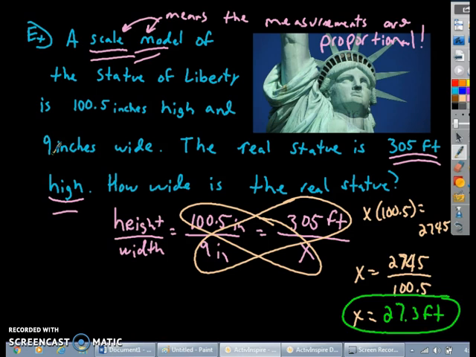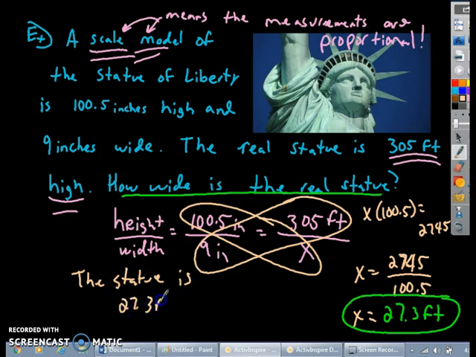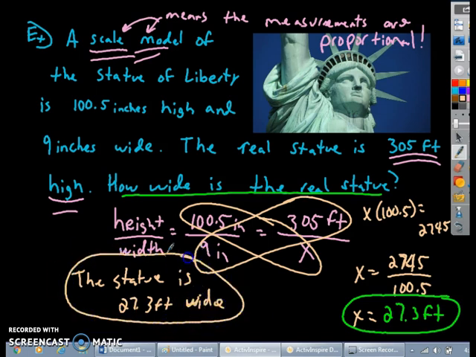So the answer to the question, it says how wide is it? I'm going to answer the question as a sentence. So I'm going to say the statue is 27.3 feet wide. And that's my answer to that question. All right. I think you got it. If you need that as a note, I'll pause the video and I'll copy it. If you already have it, I got one last note to give, and this is it.